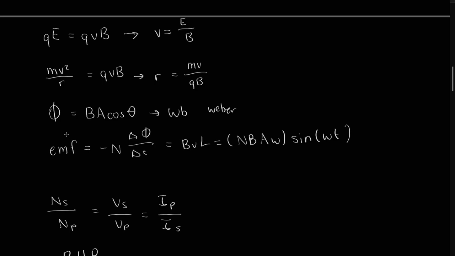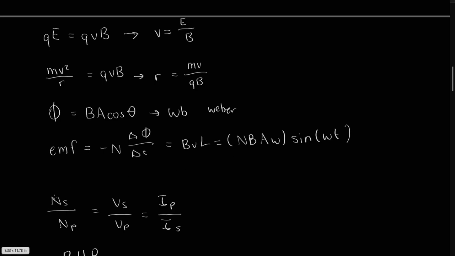And this formula also equals BVL, which is the magnetic field times the velocity times the length. And this formula also equals NBAω sin(ωt), which is the number of turns times the magnetic field times the area times the angular velocity. And this is multiplied by the sine of the angular velocity times time.